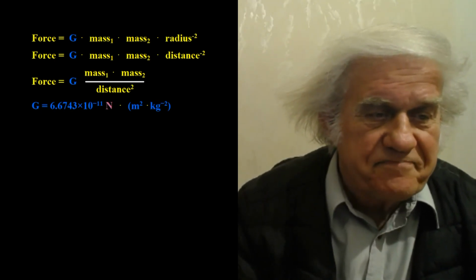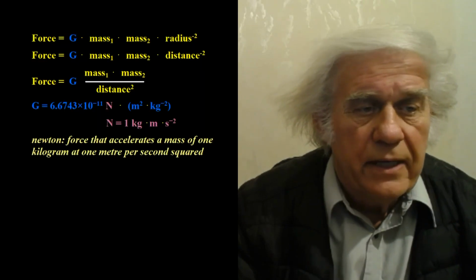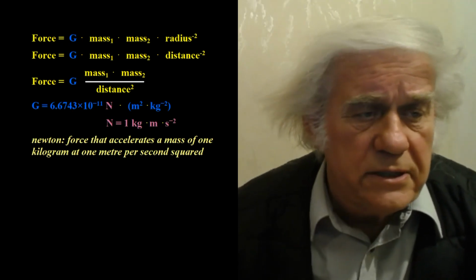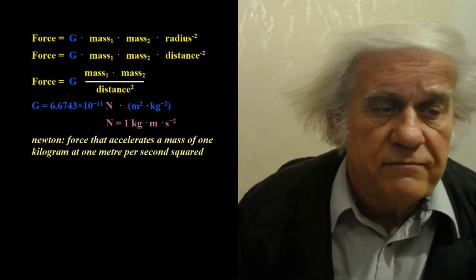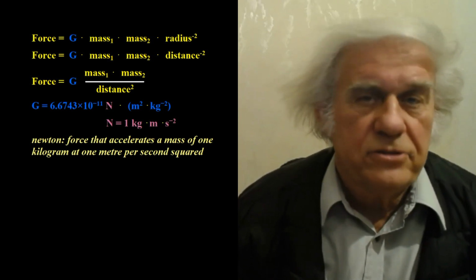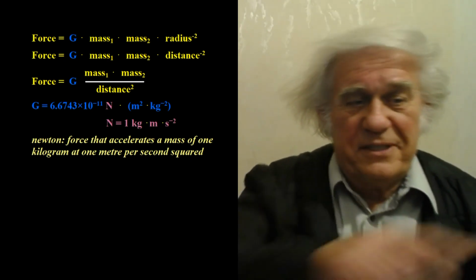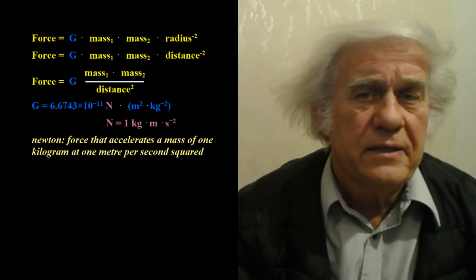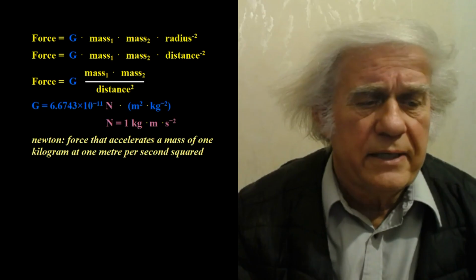Okay, so let's get rid of this one. Let's find out what that Newton thingy is. And here it is, okay? Here we have gravitational constant G is equal to a Newton. What's a Newton? A Newton is a force that accelerates a mass of 1 kilogram at 1 meter per second squared. Whatever that means to you. Okay, but there's the value: 1 kilogram meter second to the -1. Second is going to be in the denominator.